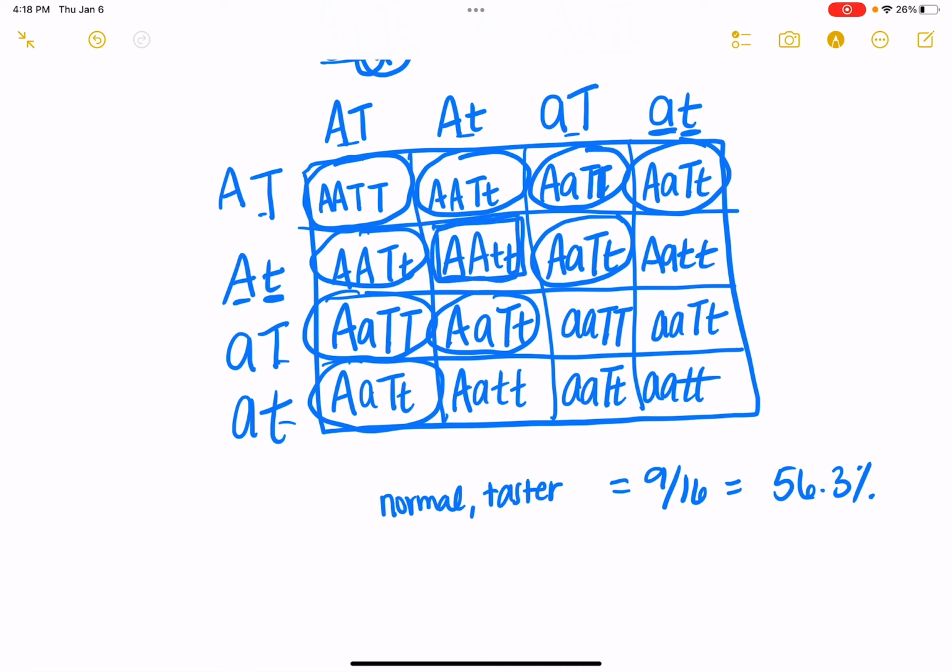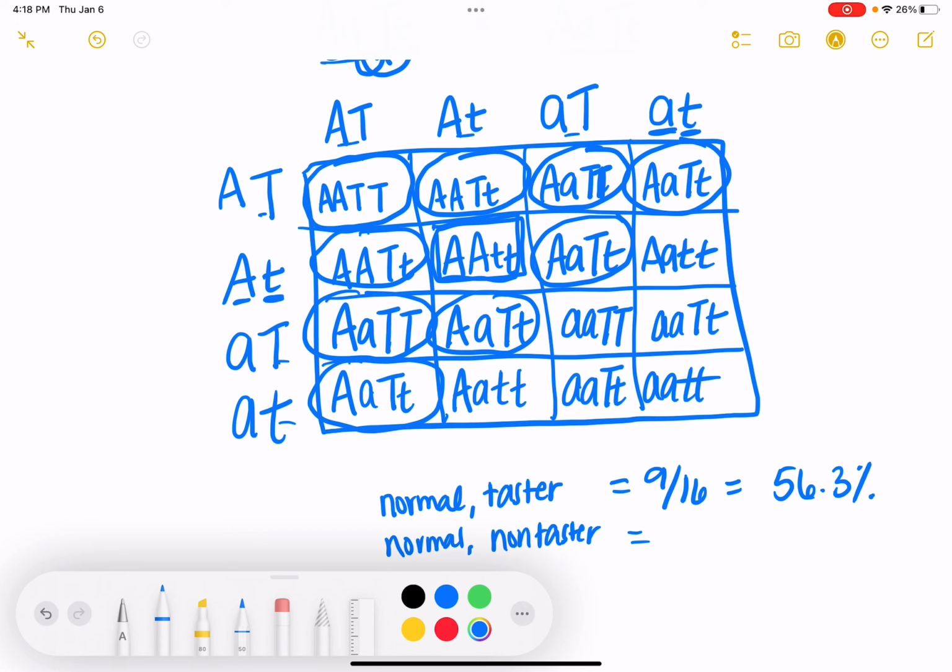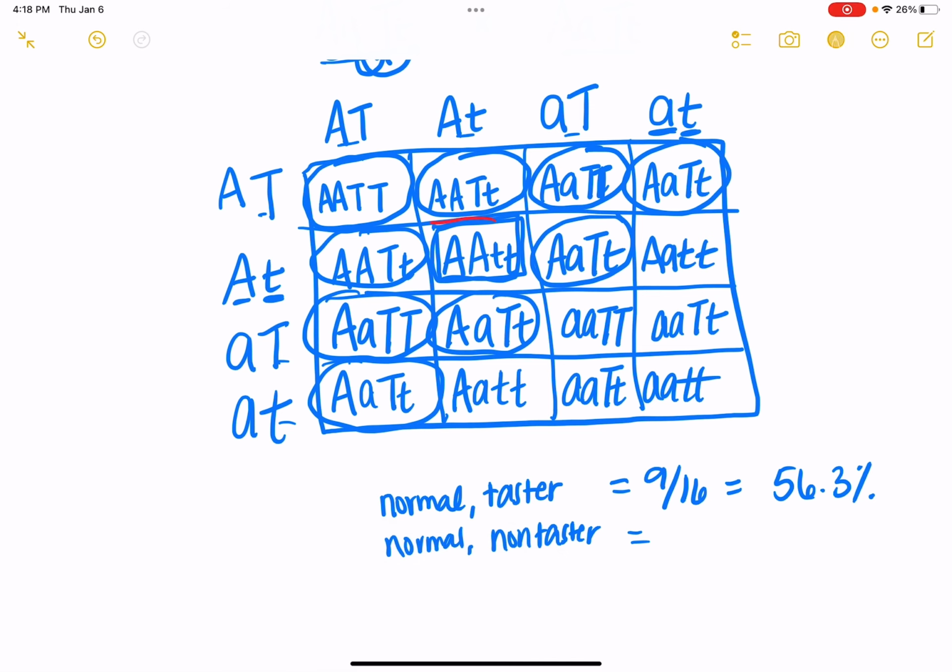All right. Now, let's look at this guy. He's a normal non-taster. So let's look for those. They must have at least one big A, and they must have 2 little t's. So let's do them in a different color. Okay, so 1 big A and 2 little t's. 1 big A and 2 little t's. So I think that's all of them. They're going to be 3 out of 16.